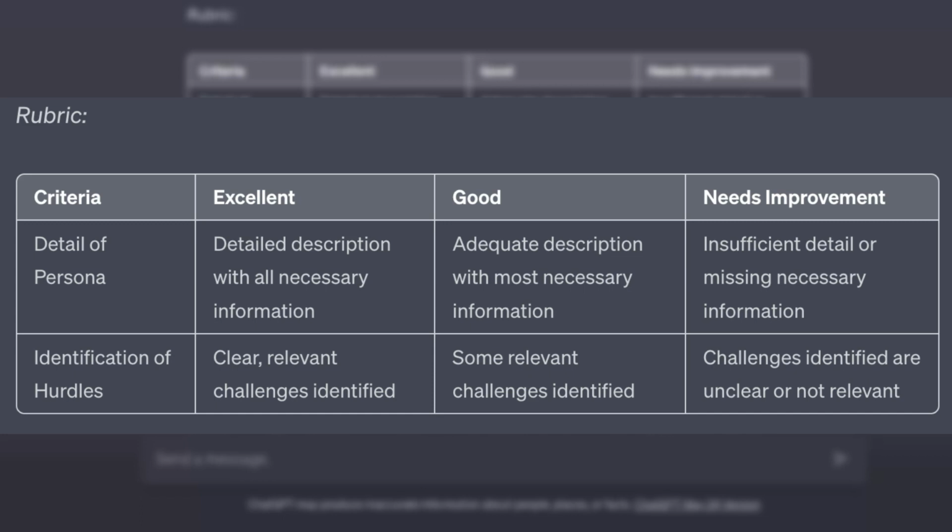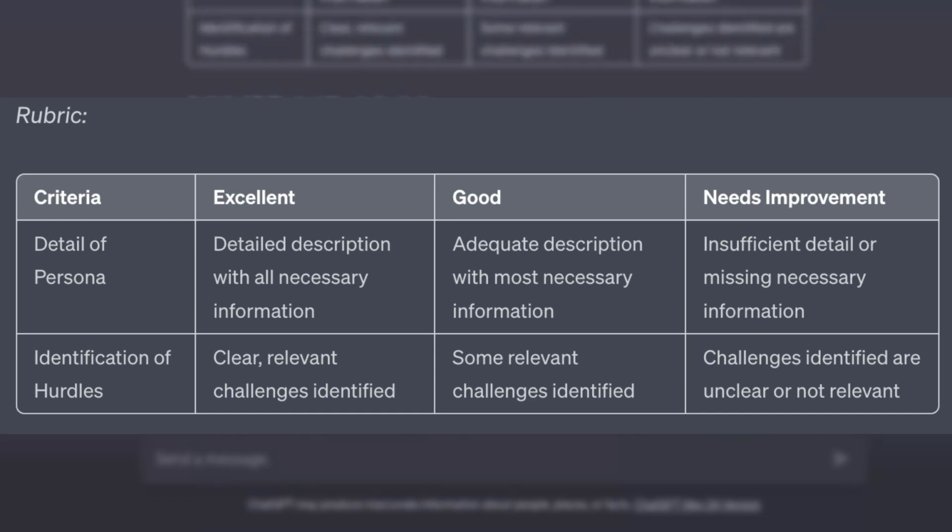And as far as the rubric goes, I do want to see even more details in each of these categories. For example, it says detailed description with all necessary information. That's a little vague. Instead, I want it described as here are the 5 things that it should include, right? And then maybe good is just 3 out of those 5 are satisfied. And then needs improvement is where maybe just 1 or 2 of those 5 criteria are satisfied. So that's my feedback for what Emily has come up with.